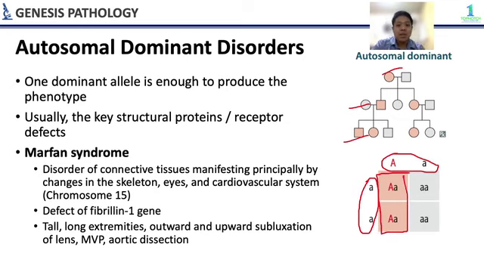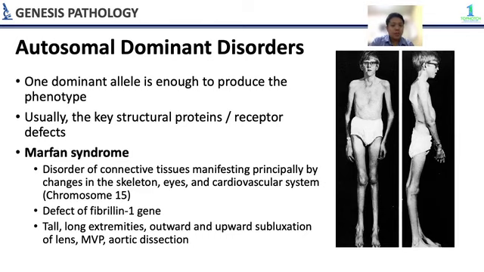So, an example here is Marfan syndrome. It is a disorder of connective tissues manifesting principally in changes in the skeleton, eyes, and cardiovascular system. It is a defect in the fibrillin-1 gene. Their phenotype is tall with long extremities, and outward and upward subluxation of the lens. They also have mitral valve prolapse in the heart, and they are prone to aortic dissection.